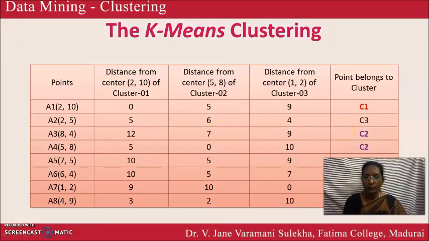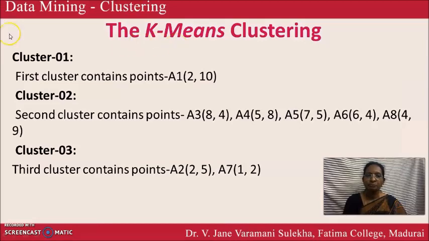Likewise, we are forming 3 clusters with this one. First cluster with only 1 point, A1 with 2, 10. The second cluster is with 5 points. And the third cluster with 2 points. So, this is the first iteration. We have to perform the next iteration to find the cluster mean.